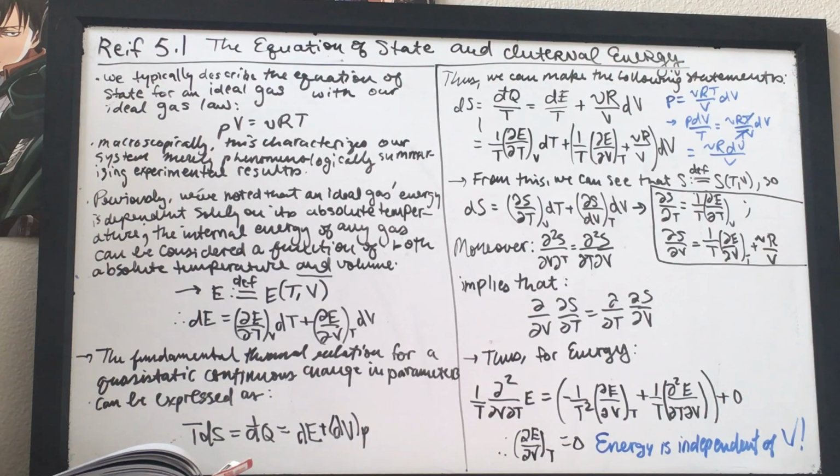All this does is allow us to effectively define our differential of energy in terms of partial differentials, right? So our differential of E can be expressed as the partial derivative of E with respect to temperature, holding volume constant, times some change in absolute temperature, plus the partial derivative of E with respect to volume, with temperature constant, times a small change in volume.